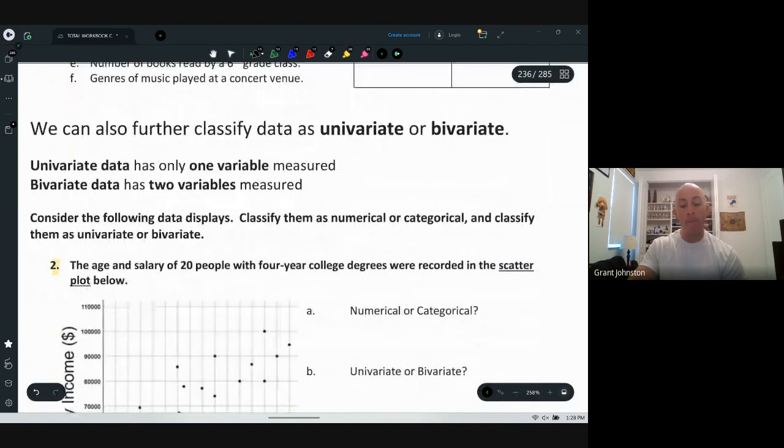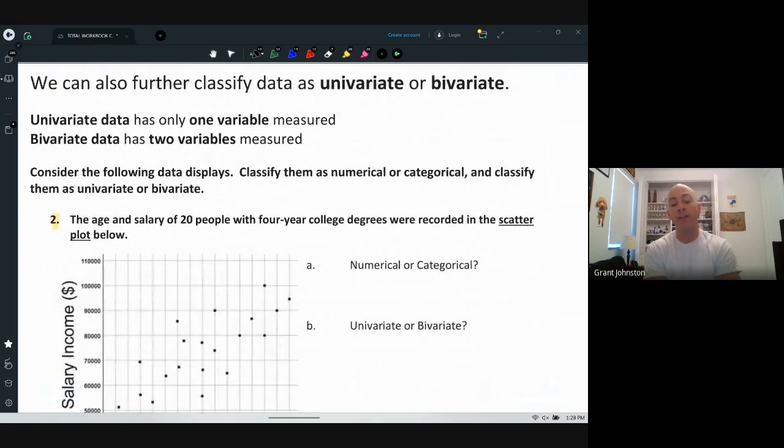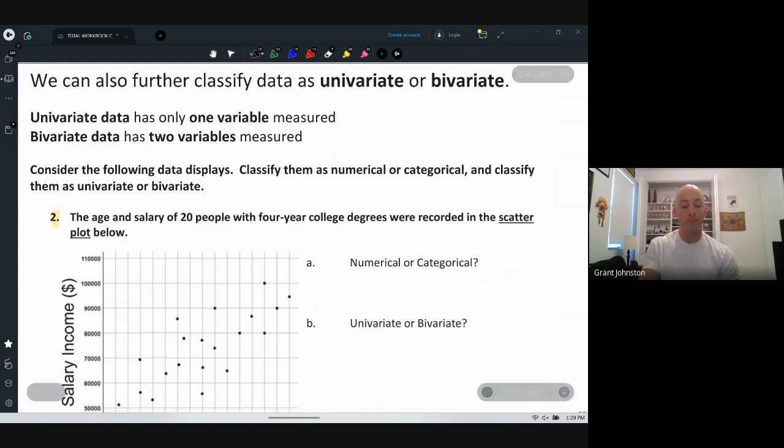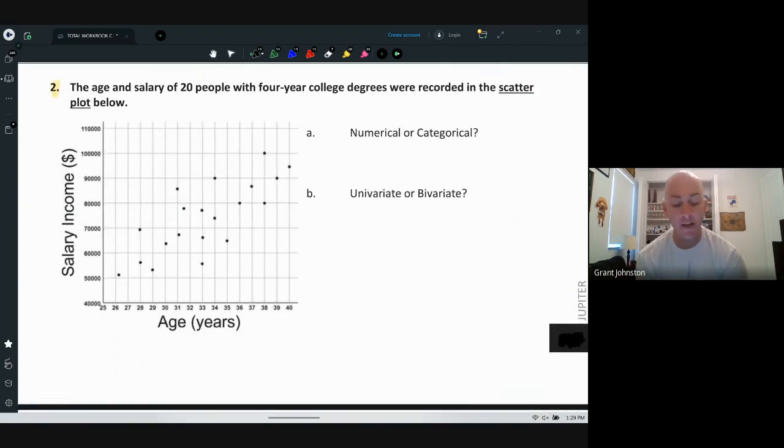Now, it says we can also further classify data as univariate or bivariate. Univariate has only one variable measured, and bivariate has 2 variables measured. It says consider the following data displays, classify them as numerical or categorical, and classify them as univariate or bivariate. Okay. 2 says the age and salary of 20 people with 4-year college degrees are recorded in the scatter plot below. Is it numerical or is it categorical?